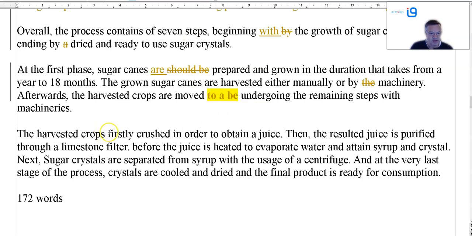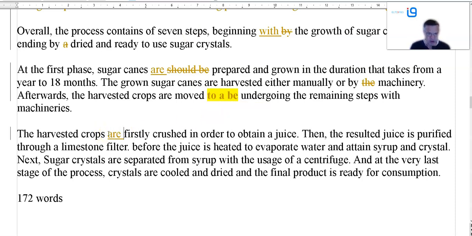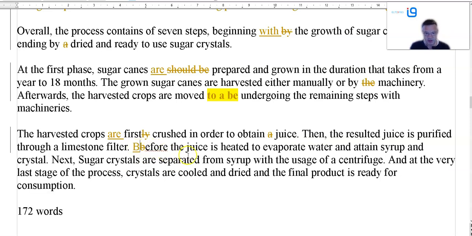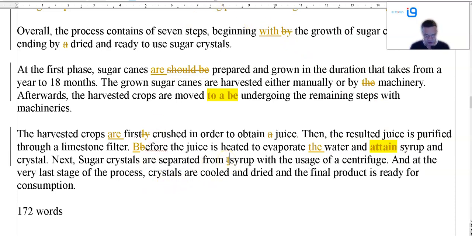The harvested crops are first crushed in order to obtain juice. Resulted juice is purified by limestone filter. Before the juice is heated to evaporate the water. Attain syrup and crystal. Attain? Can you attain like a syrup? Next, your crystal separated from syrup, from the syrup, because we know what syrup you're talking about now. Centrifuge. Process, crystal cooled and dried. The final product is ready for consumption.